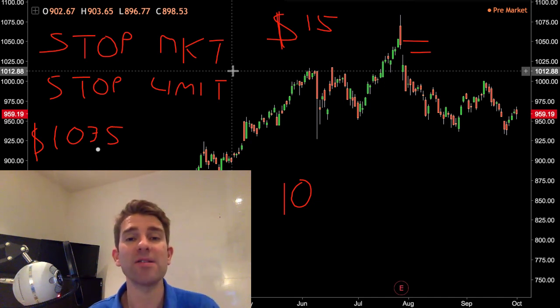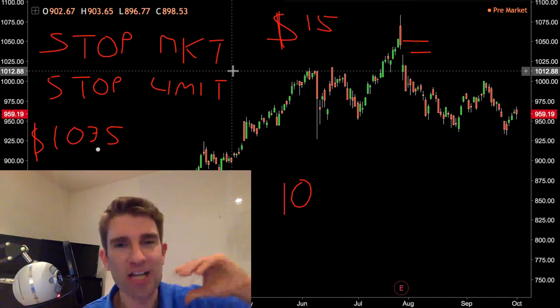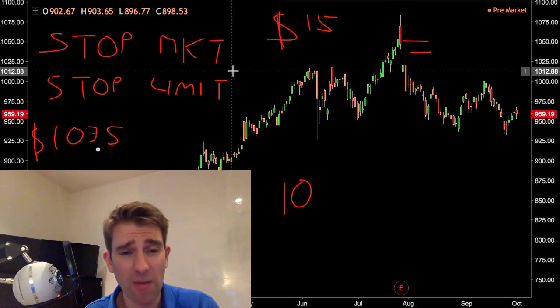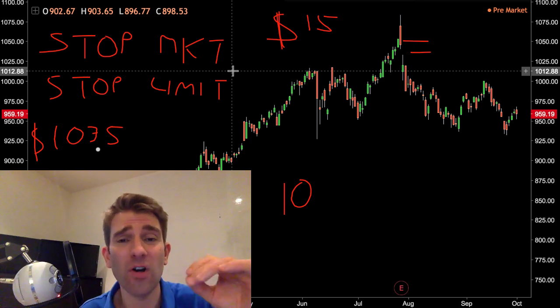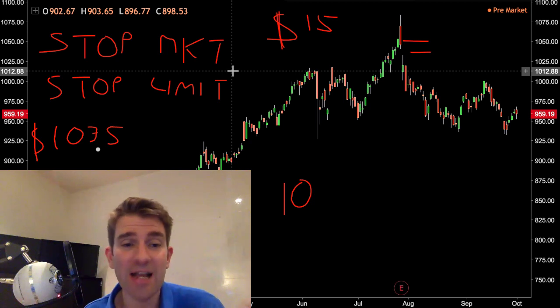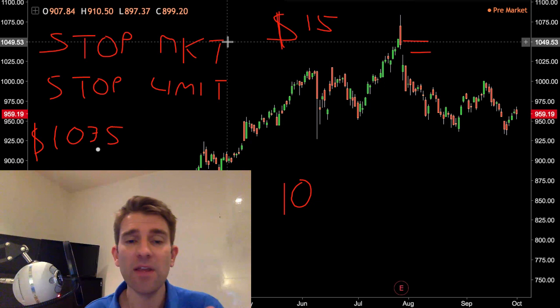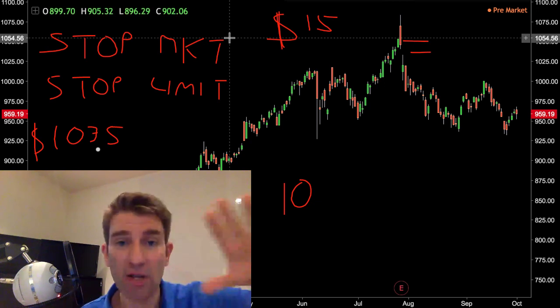So you're going to get filled on that stop at 10.10. That's going to be what's called slippage, because you didn't want to come out of that. You wanted to come out at 10.35, but that's the first available price that was trading under your stop. So obviously the advantage of that is that you come out regardless.